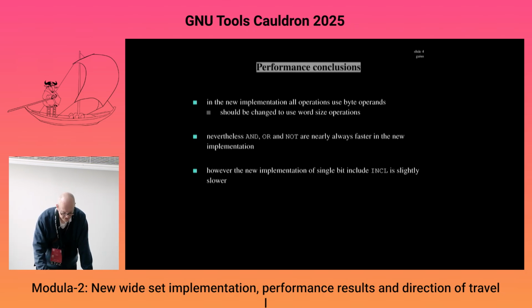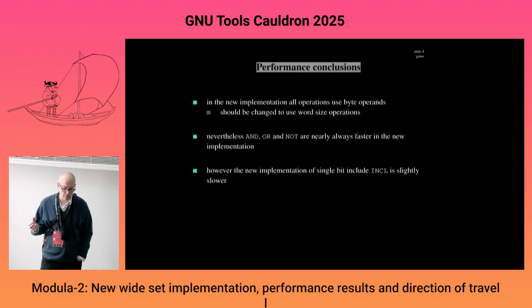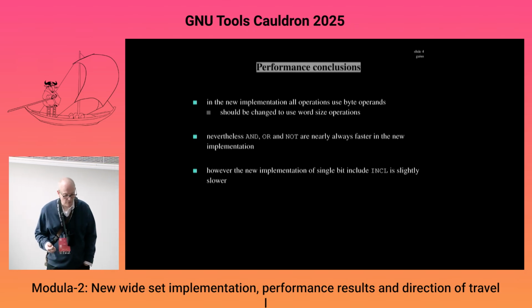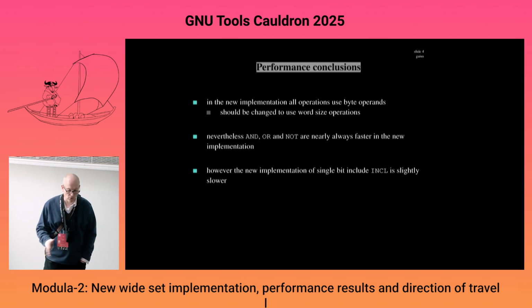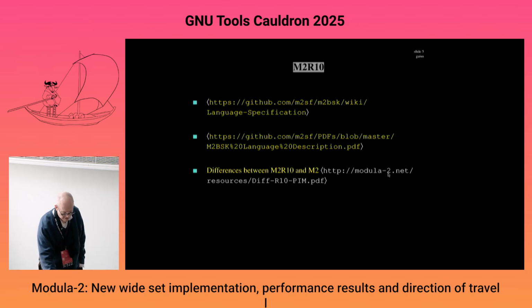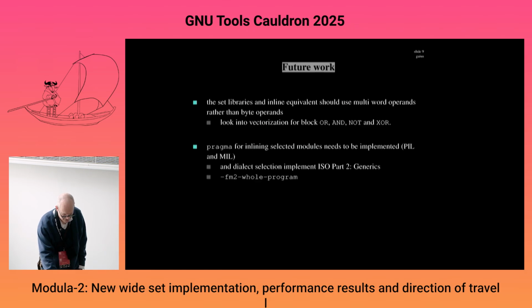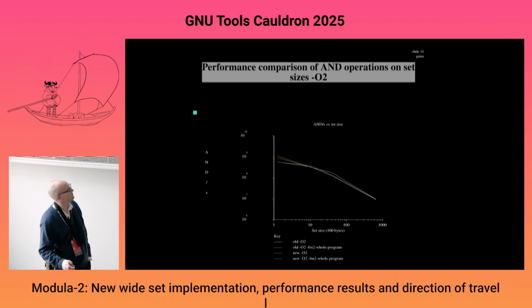Anyway, what was also quite pleasing was that despite this new style and a new design of wideset, the block operators of or not are nearly always faster than the old mechanism. However, the include, as the slide says, is slightly slower. I'll come on to those. I've got some performance figures later on. Actually, maybe I'll do them now. Do them out of sequence. Why not? Just go through the performance figures whilst the iron's hot.